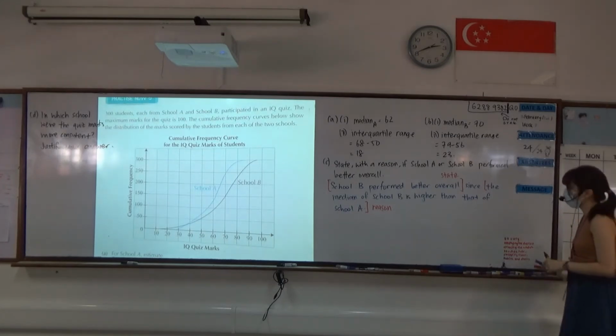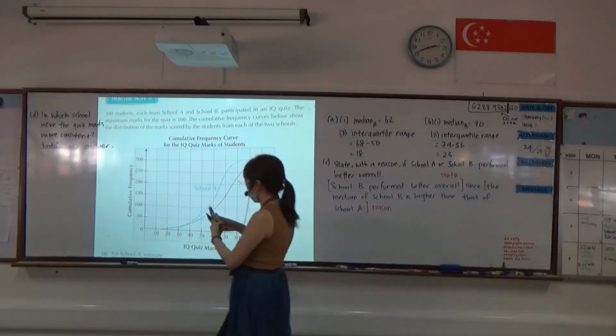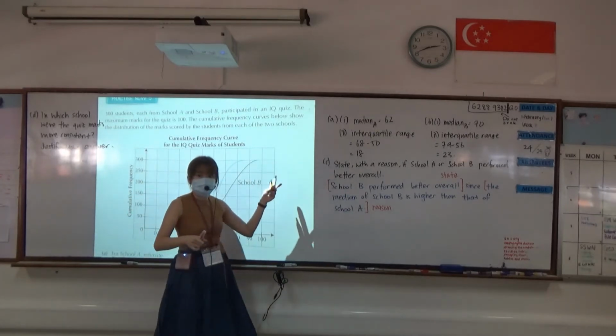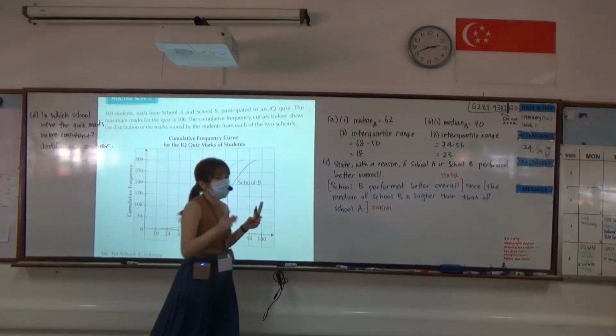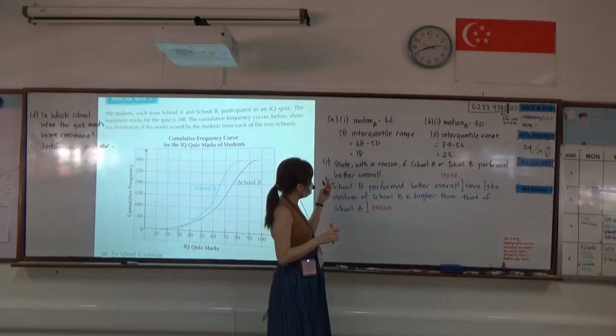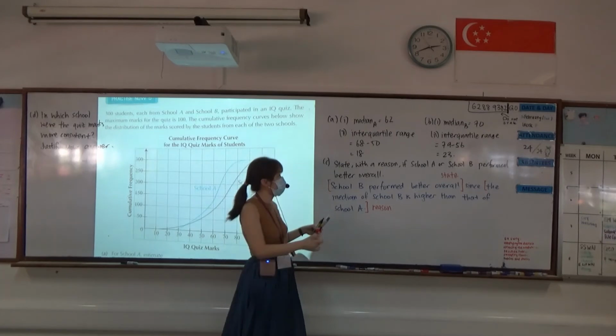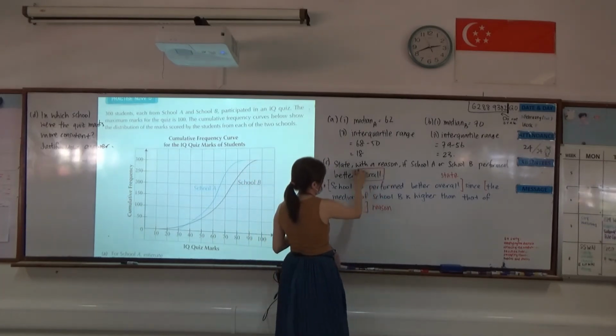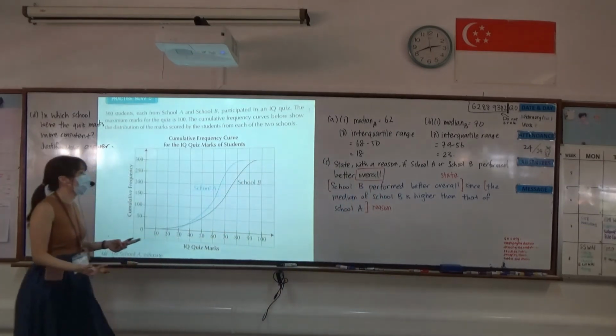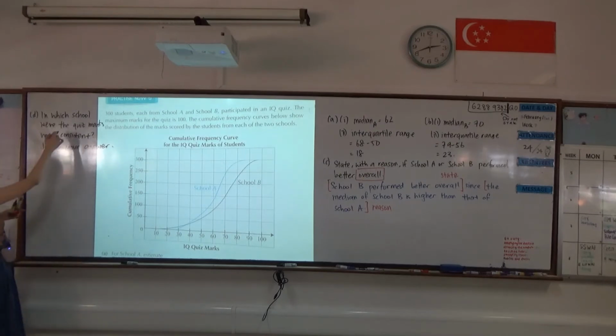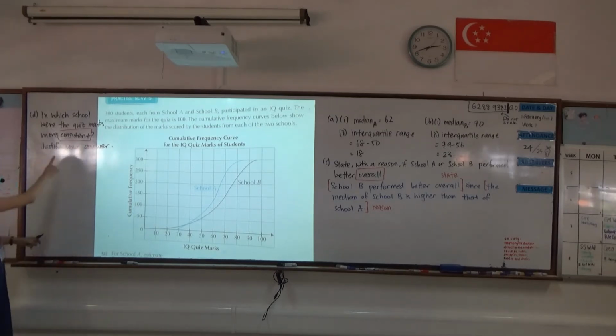Consistency. So to draw a comparison between these two questions, part C we're looking at overall performance of the school, whereas in part D we're looking at consistency within the school itself. So in this case, we are looking at which school the quiz marks were more consistent.